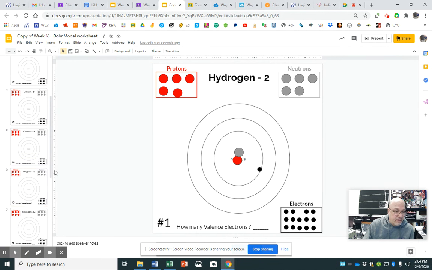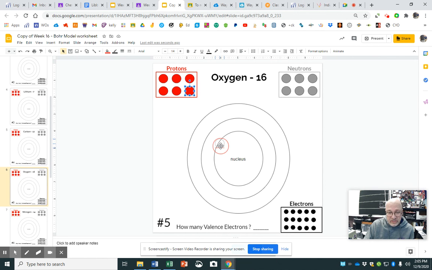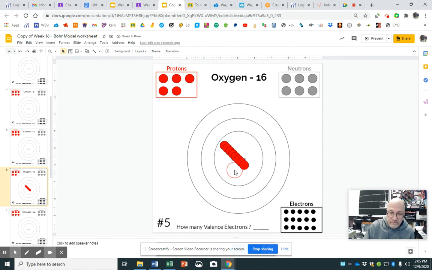So let me go through and pick another one. Let's do oxygen 16. All right, so oxygen is number 8 on the periodic table. That means it needs 8 protons. There are only 6 of them here, so let me show you what you can do. I'm going to drag one right there, and I'm going to hit Control D on my keyboard. Control D, and I'm going to do it 7 times. 1, 2, 3, 4, 5, 6, 7. Now there are 8 red ones here in the middle. I don't care if you leave them like that or move them around. So that is oxygen.